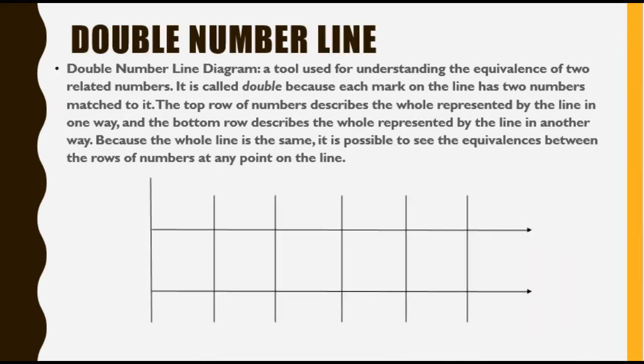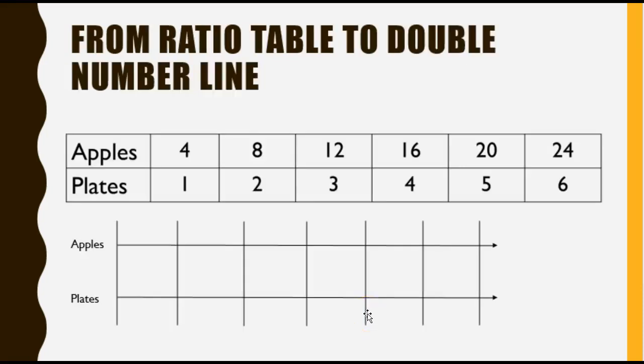Okay, a double number line diagram. A tool used for understanding the equivalence of 2 related numbers is called double because each mark on the line has 2 numbers matched to it. The top row of numbers describes the whole represented by the line in one way, and the bottom row describes the whole represented by the line in another way. Because the whole line is the same, it's possible to see the equivalence between the rows of numbers at any point on the line. So let's look at going from a ratio table to a double number line.